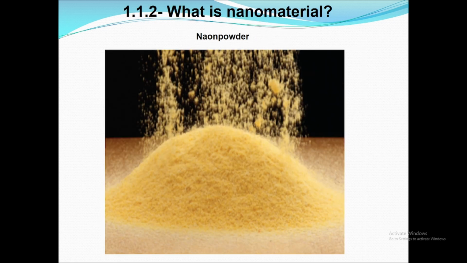Next one is nanopowder. Nanopowders consist of particles with dimensions in the nanometer range. Due to their extremely high surface area, nanopowders show increased reactivity and improved performance. They are widely used in coatings, batteries, catalysts, ceramics and other applications.